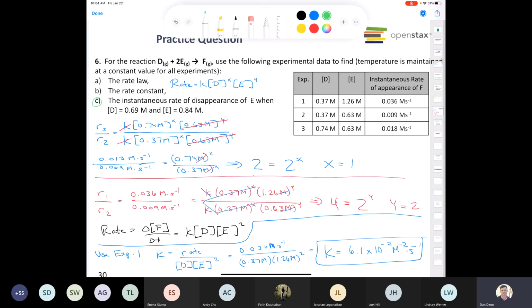Brogan asks, what if you don't have E being a constant? Can you still find x? No. The answer is no. I will always give you enough experimental data that you will be able to determine the exponents.